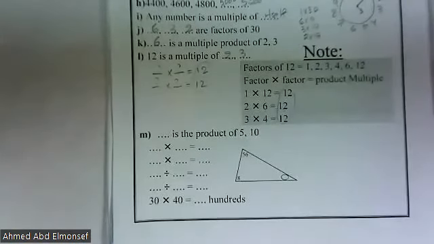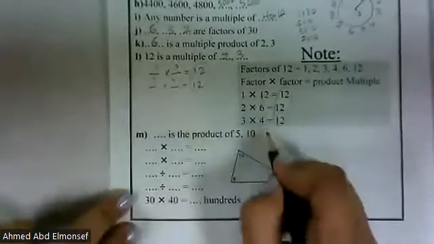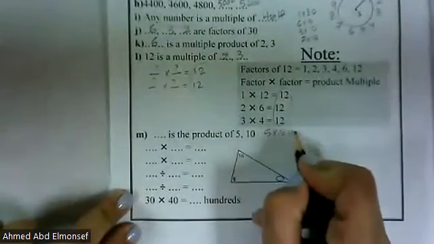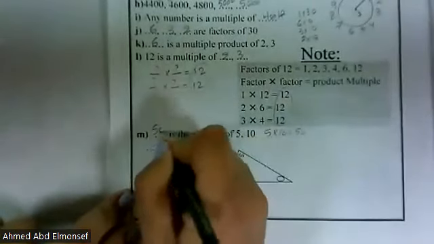Letter M. dots is the product of 5 and 10. اوكي يا يوسف يا سلامه, خليك معايا. dots is the product of 5 and 10. Yes. يا راجل 20. 5 times 10 equals 50. So the answer is 50.